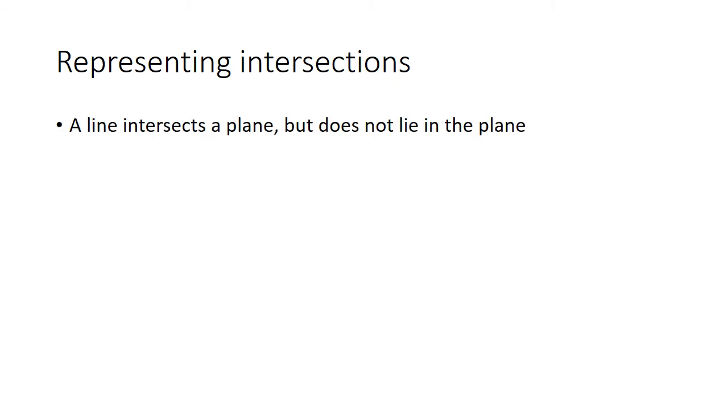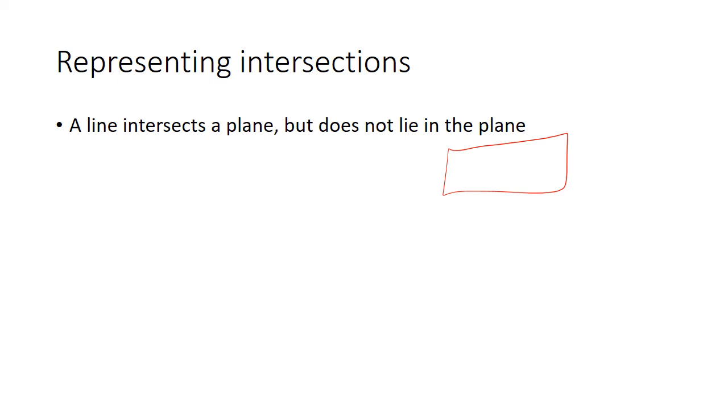So let's represent some intersections here. All right, so what if a line intersects a plane but doesn't lie in the plane? A line is crossing the plane but it doesn't lie in the plane. What do you think that might look like? So when we do this, we're going to have our plane. The way that you show that it's going through, in the part you can't see anymore, is going to be a dotted line.